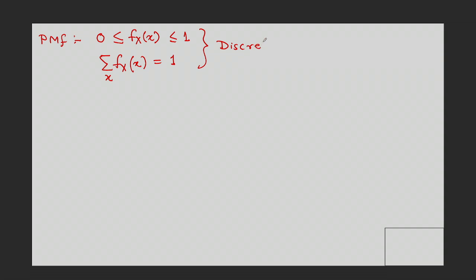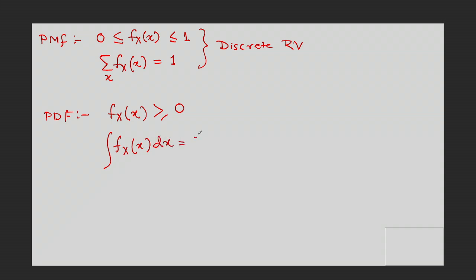Similarly, for PDF, we have f(x) greater than or equal to 0 and the integration of f(x) dx will be equal to 1. So these are the properties that we discussed yesterday.